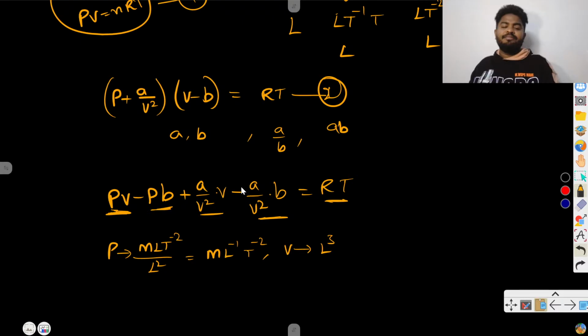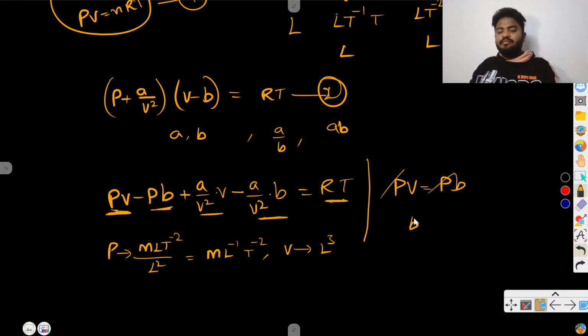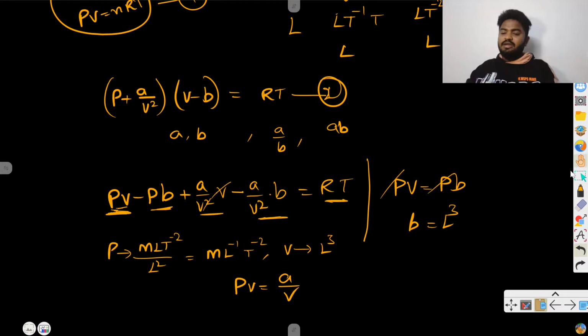Now I'll make PV equal to PB. Dimensionally only it is possible. Now PV is equal to PB. Pressure cancels. So for B, the dimensional formula is L cube, right? The same way, if you want the value of A, I'll take this PV to this one. PV equals A by V square, V gets cancelled now. So then you'll get that, right?